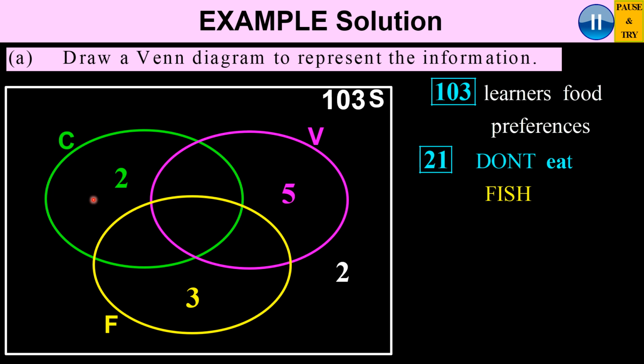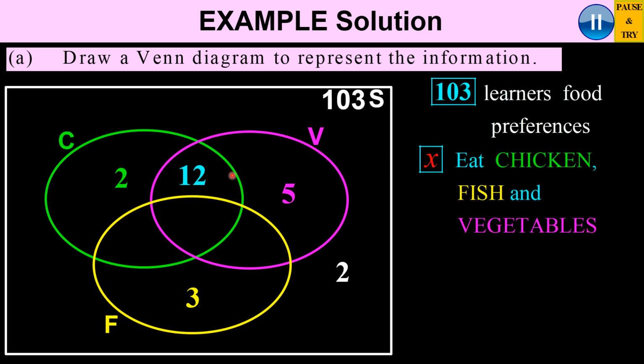Now let's see the next one here. 21 don't eat fish. If they don't eat fish, in other words, it's not these people. So it's this one, and this one. So it's 2, this part, and this part here. All together that should be 21. So I can find the missing part there. It's 21 minus 2 minus 5 minus 2, and that gives us a 12. So 21 don't eat fish helps us to get that particular portion here.